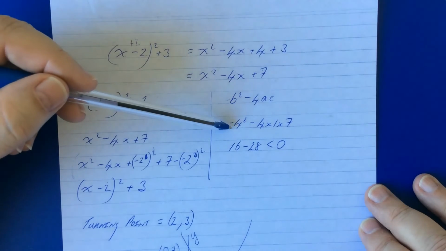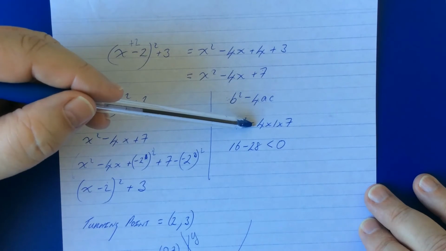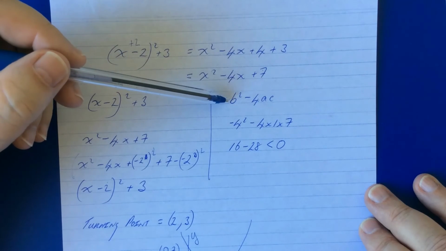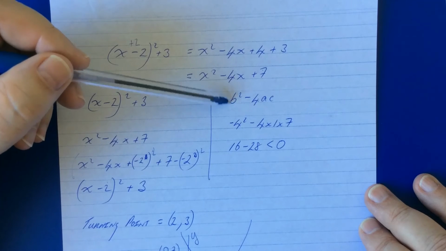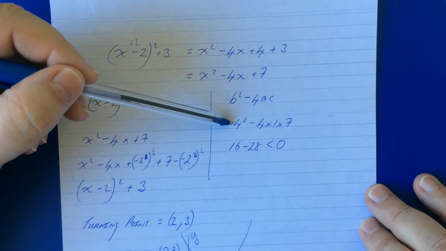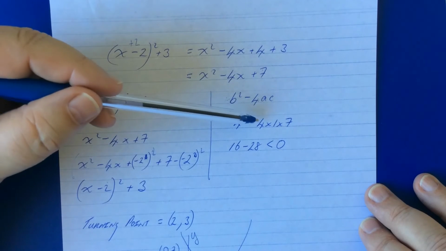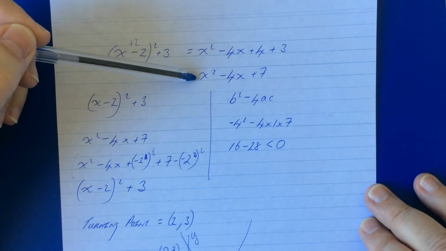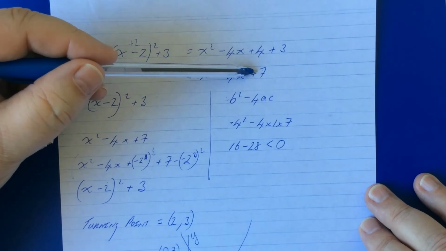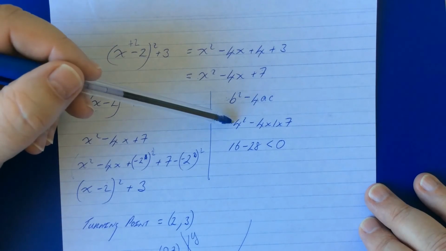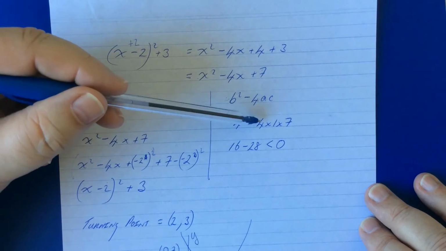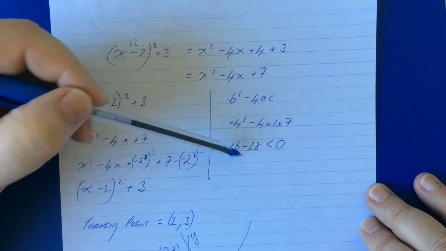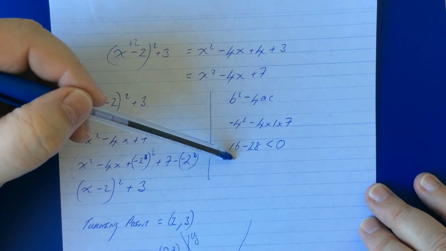So b squared is negative 4 squared, minus 4 times 1 times 7. Negative 4 squared is 16. Negative 4 times 1 times 7 is negative 28. That is less than 0. This thing has no real solutions for x.